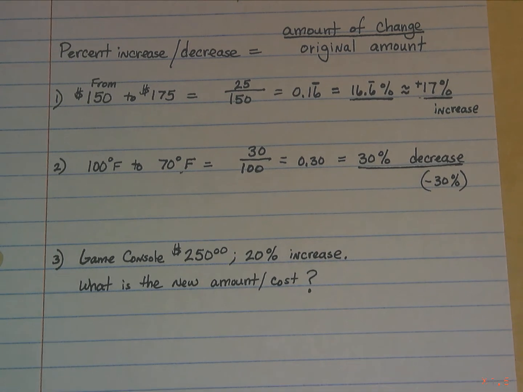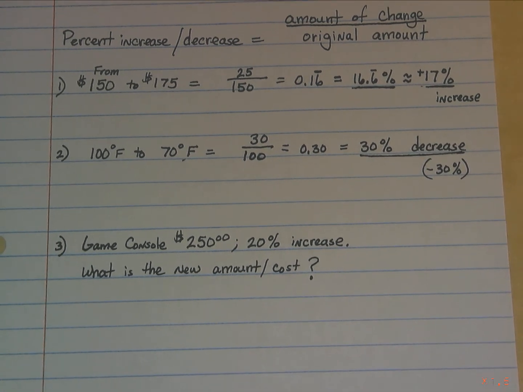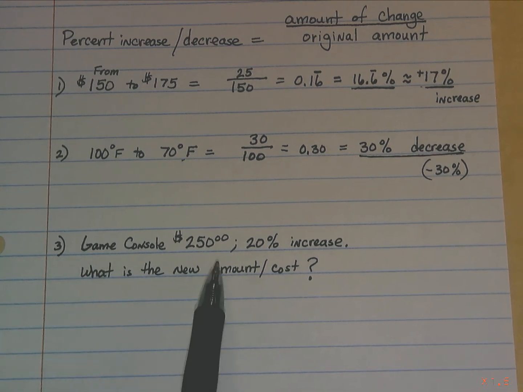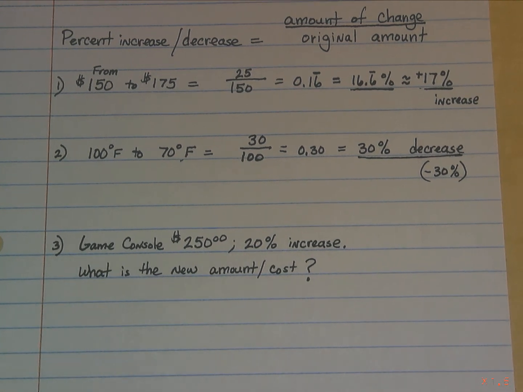3. So how do we use this in, let's say, the real world? If I have a game console for 250 bucks, like an Xbox or PlayStation or something along those lines, and then there was a 20% increase, right? Let's say the store gets it for 250 bucks, but they're going to sell it for 20% more because they want to make money, right? So what would be the new amount? What would be the amount that they would advertise to sell it?